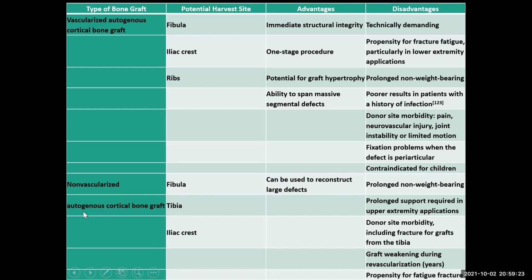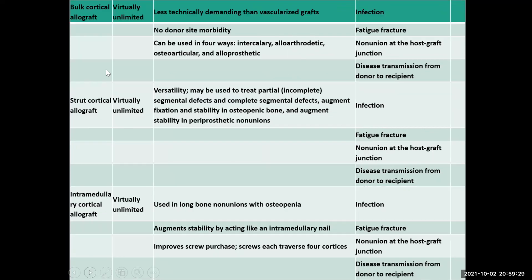Similarly, you get cortical autogenous graft from tibia and iliac crest that we have already discussed. Basically, this is a short summary of what all we have discussed up till now. So bulk cortical allografts, then stirred allografts or intramedullary cortical allografts, this all has been discussed. This would be shared with you. I think so I finished in time.